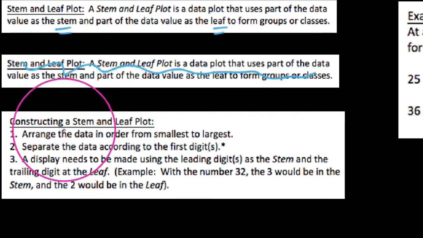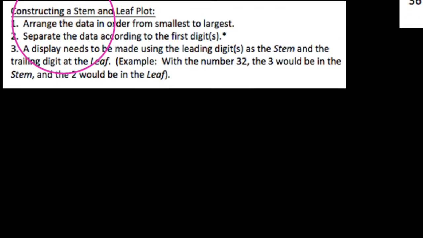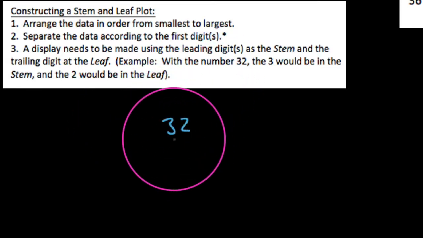We say in order to construct one of these, what we're going to do is this. We're essentially going to arrange the data in order from smallest to largest, and that's the most appropriate way to do it. I've seen people do it without doing that, but I think it's a necessity if you're asking me. But what we're going to do is separate the data according to the first digit. Now the first digit, when we talk about a number here, for instance, say the number 32, the first digit in this number is the 3.